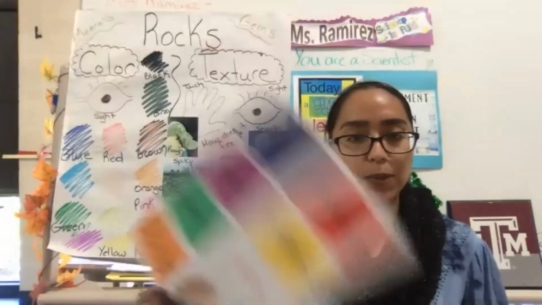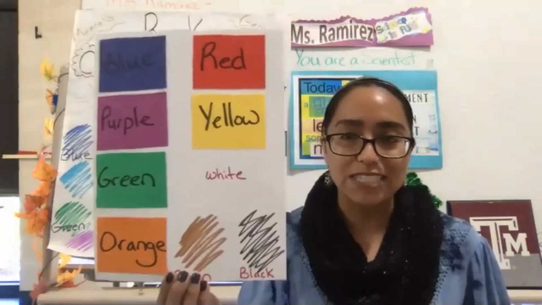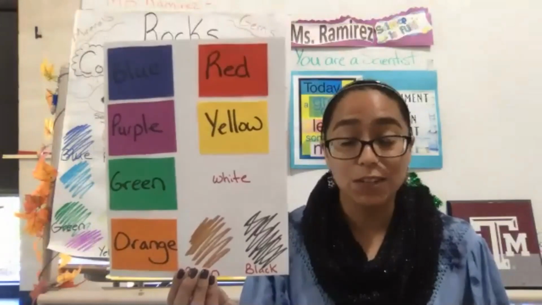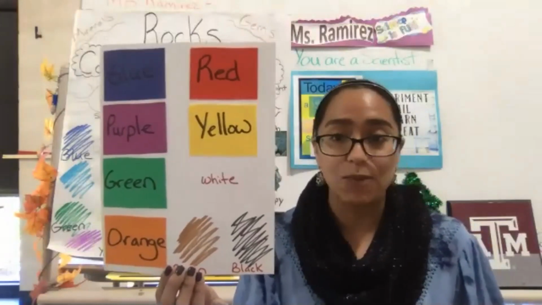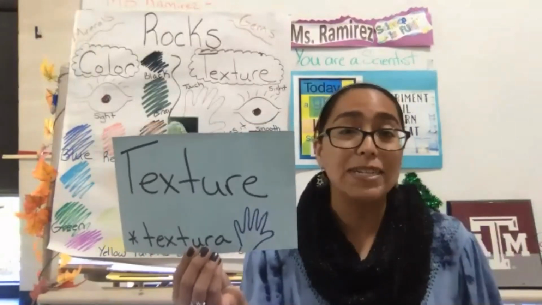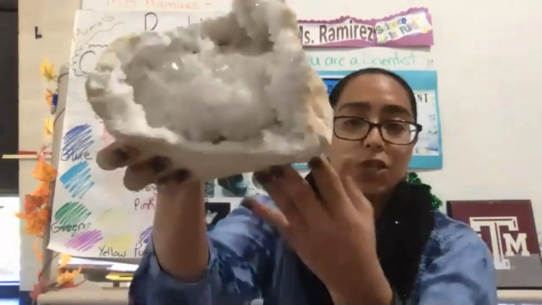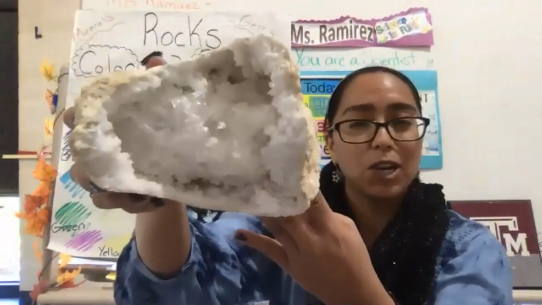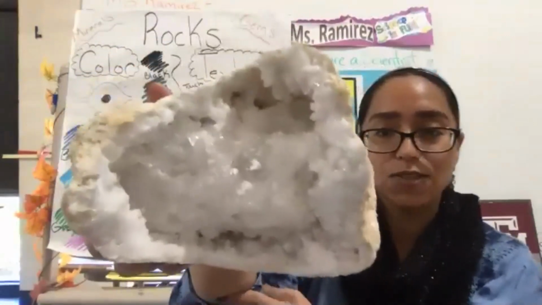And just a super quick infographic for you guys to look at. This is just a reminder of some of the different colors that we'll be looking at today with our rocks and minerals. We'll also be examining texture, and texture is simply how something feels. So we can use our sense of touch and use our hands to help us determine texture or how something feels. So let's take a look at some rocks and minerals. And as I show them to you, be thinking about their color and their texture. So how do you think they feel?